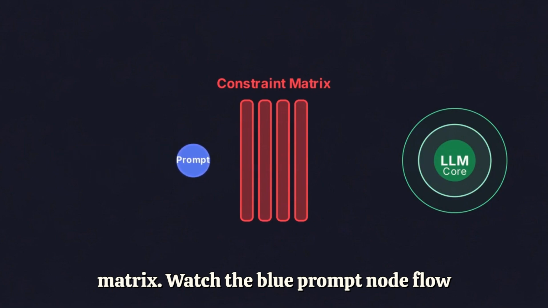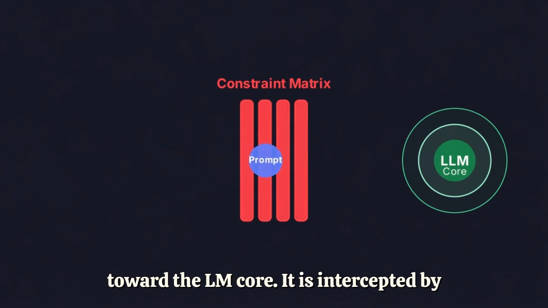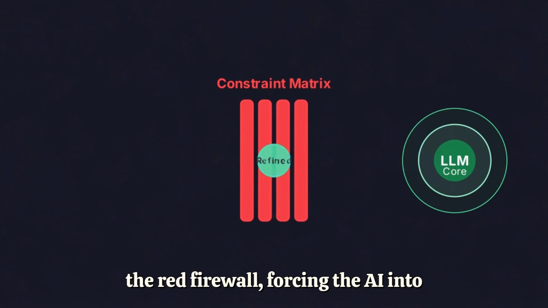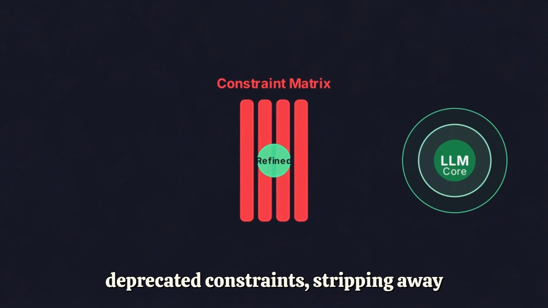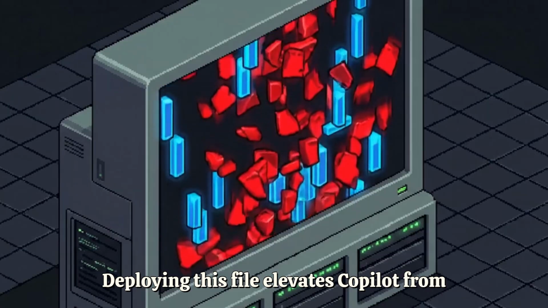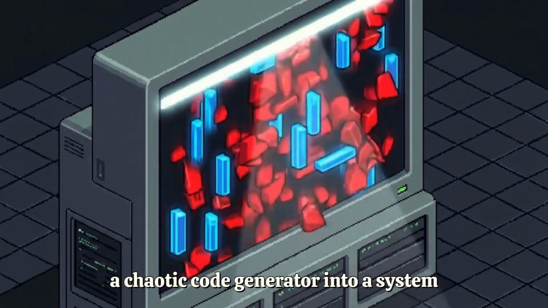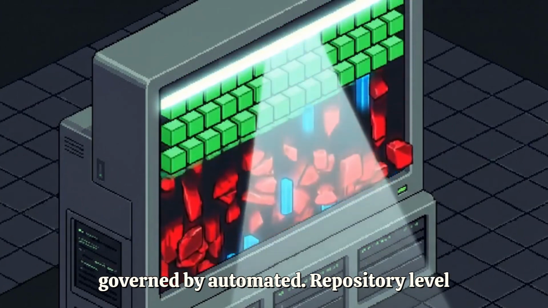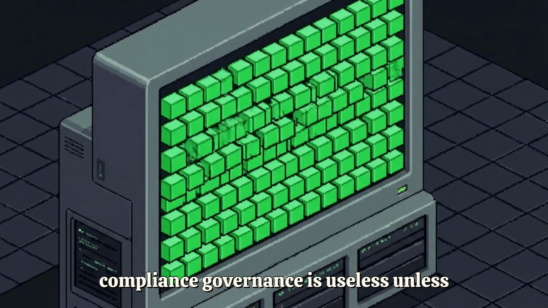Watch the blue prompt node flow toward the LLM core. It is intercepted by the red firewall, forcing the AI into deprecated constraints, stripping away modern biases before data reaches the LLM. Deploying this file elevates Copilot from a chaotic code generator into a system governed by automated, repository-level compliance.